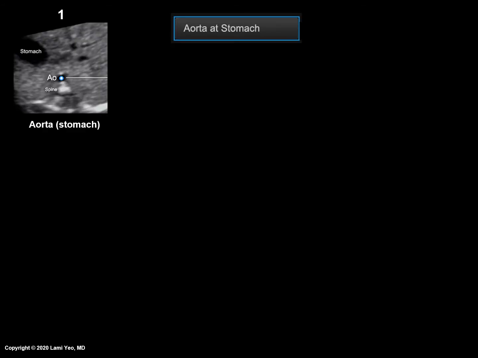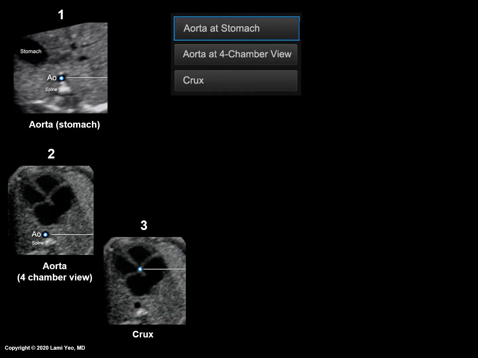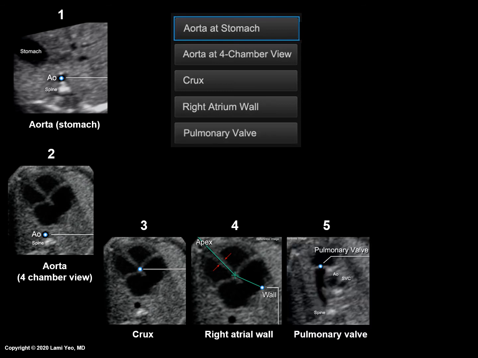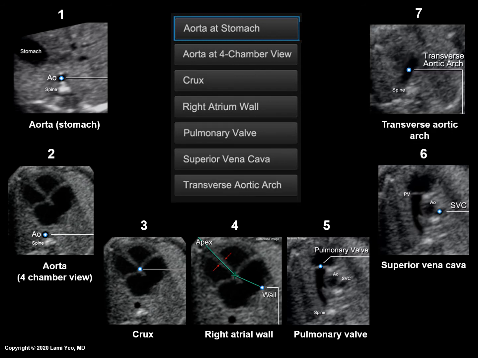FIND teaches the user the 7 cardiac structures that need to be marked and also where the marking should occur through reference images. To repeat again, they are the aorta at the level of the stomach, the aorta at the level of the 4-chamber view, crux, the right atrial wall, pulmonary valve, superior vena cava, and the transverse aortic arch.